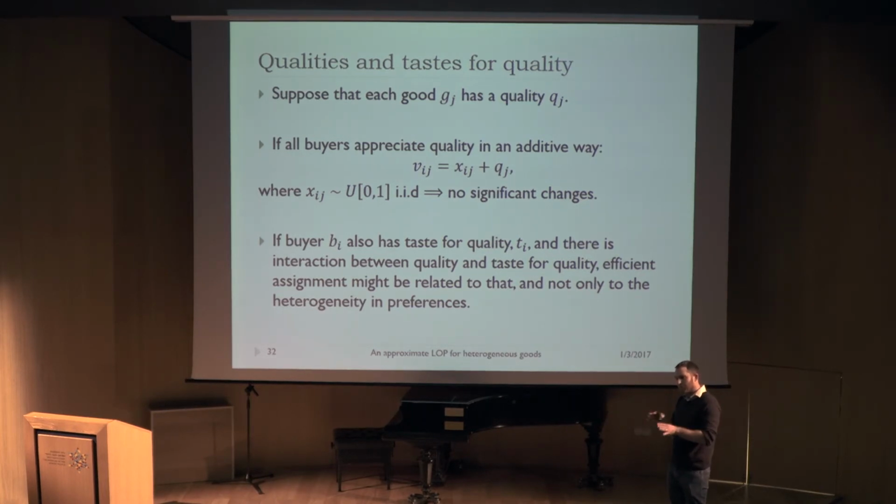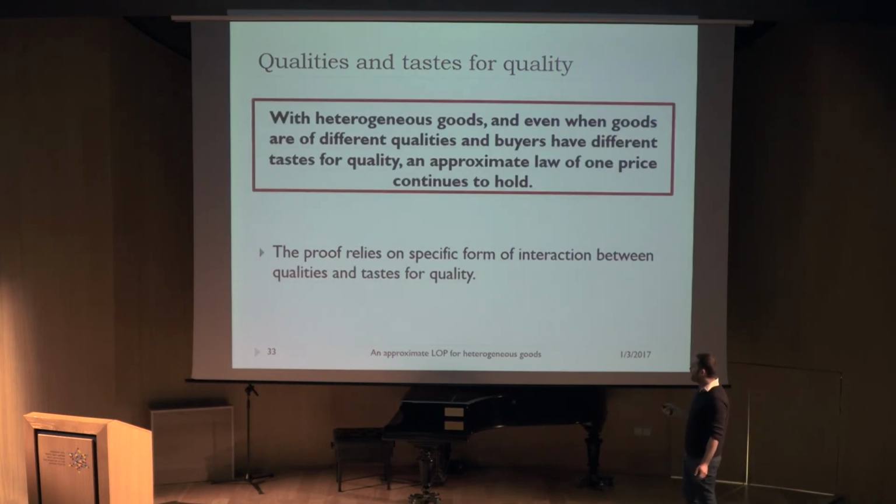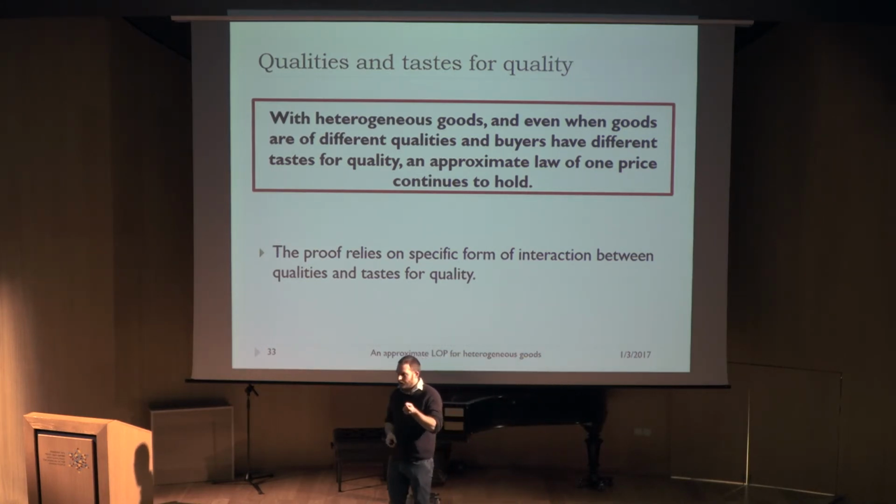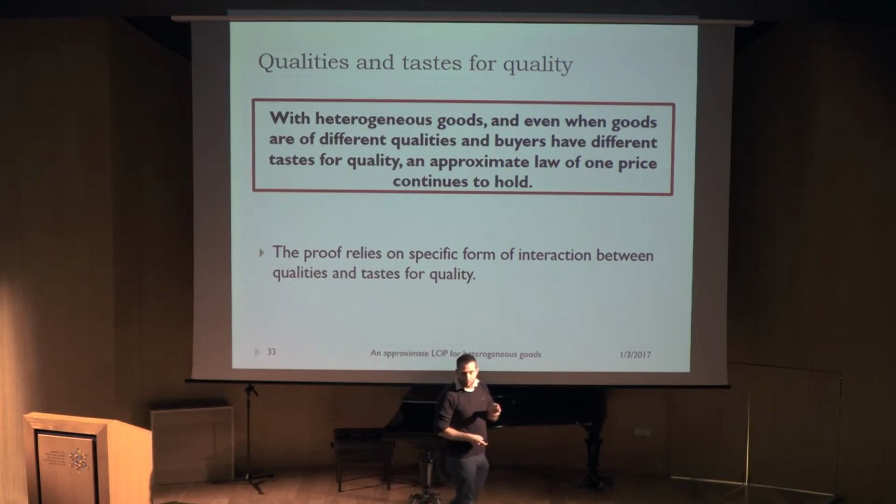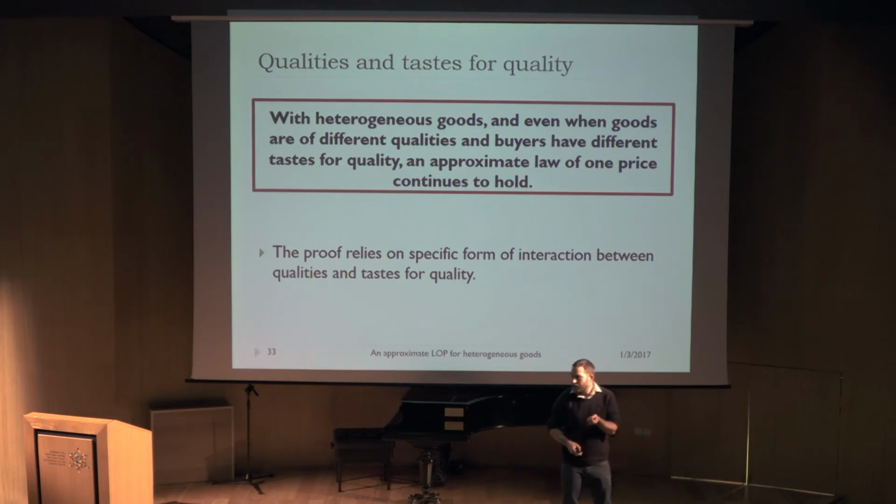But there is also going to be a dimension of idiosyncrasy, of heterogeneity. So it's going to be more complicated, but still with heterogeneous goods, and even with goods of different qualities and buyers with different tastes for qualities, an approximate law of one price continues to hold. Now, it should be clear what I mean by an approximate law of one price here, because goods of high quality should be sold for a higher price, right? So the law of one price here says that if two goods are of similar quality, they should be sold for a similar price.